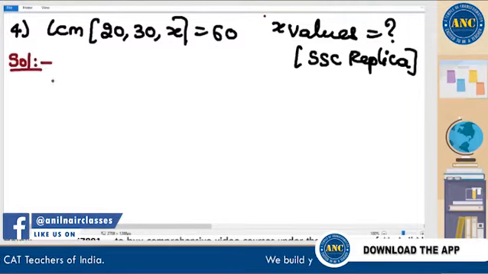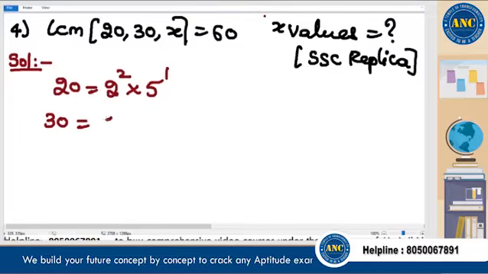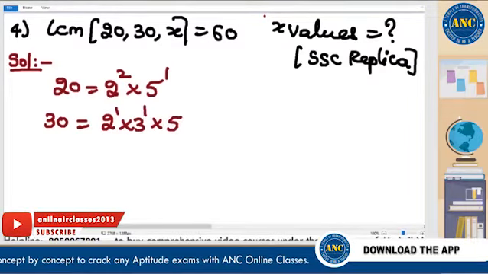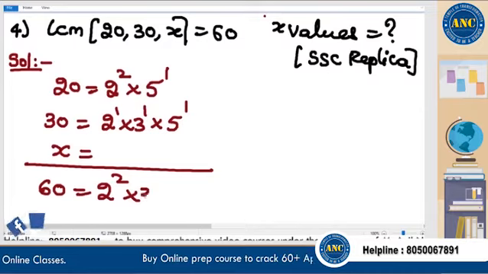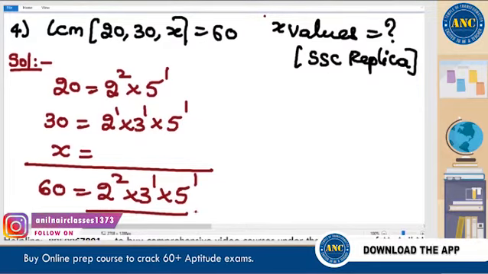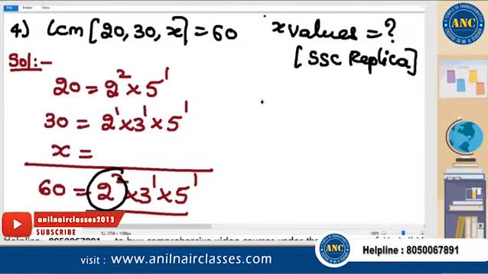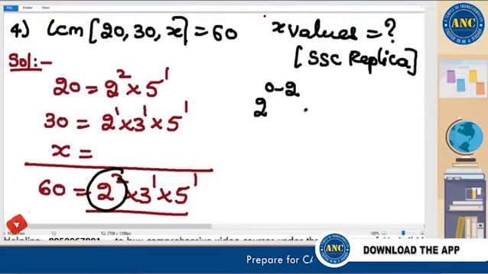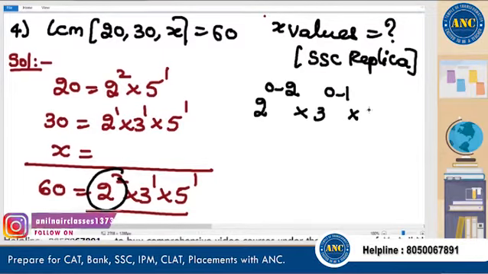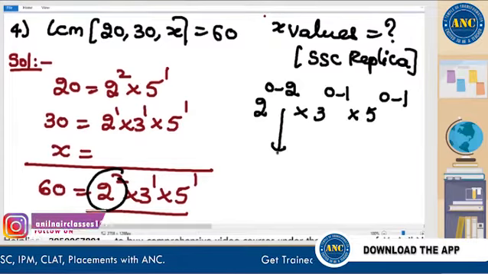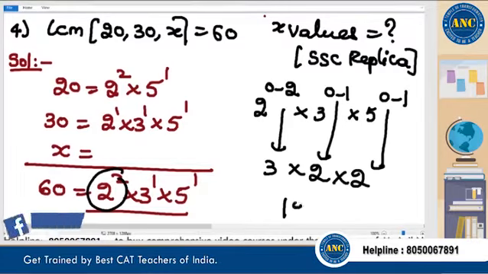Solution. 20 is 2 square into 5. 30 is 2 into 3 into 5. X we don't know, but we know 60 as 2 square into 3 into 5. 2 square is the highest power. Highest power should be present in the number. So x will be from 0 to 2 because 2 square is present in 20. 3 power 1, so it is nothing but 0 to 1. 5 power 1, it is nothing but 0 to 1. 0 to 2, 3 cases. 0 to 1, 2 cases. 0 to 1, 2 cases. 3 times 2 times 2 is 12. Answer is 12.